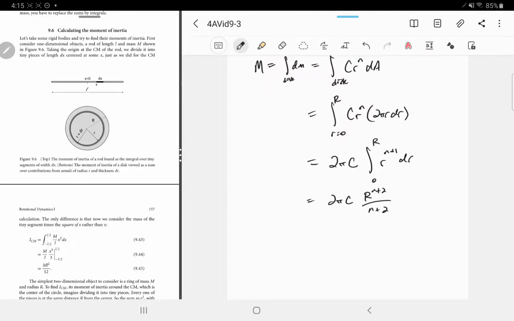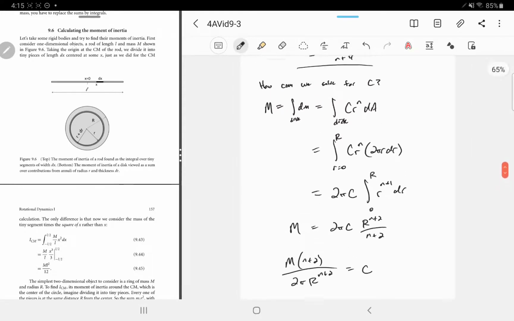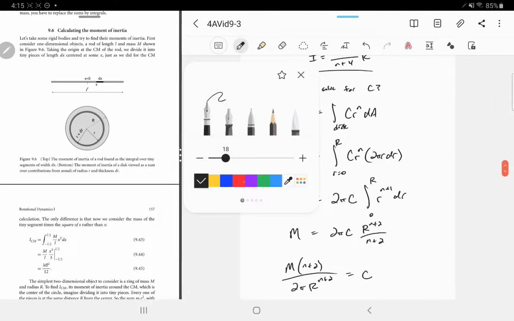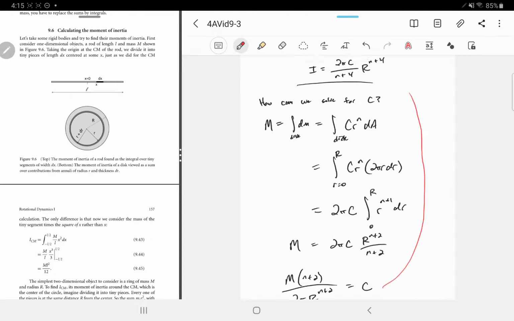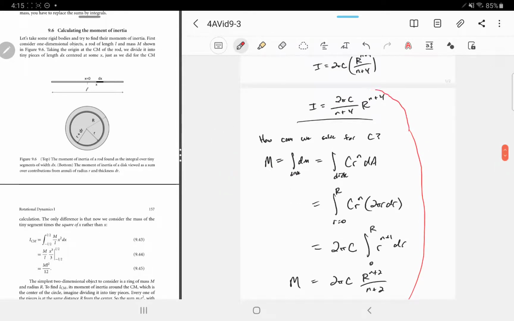Okay, so this is the mass, and so we can solve for c. Looks like if we move everything over to the other side, we have mass times n plus 2 over 2 pi r to the n plus 2. This equals our constant. And we are going to plug that in right here.